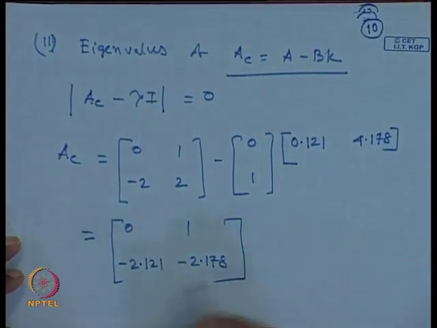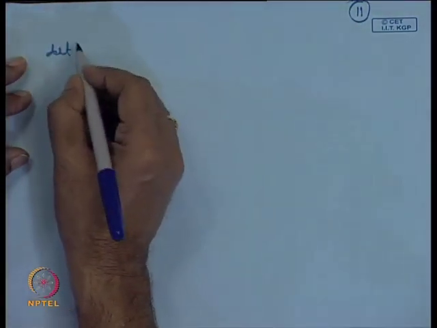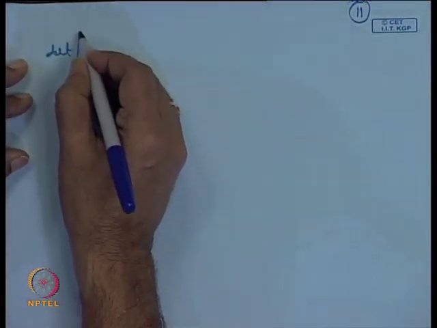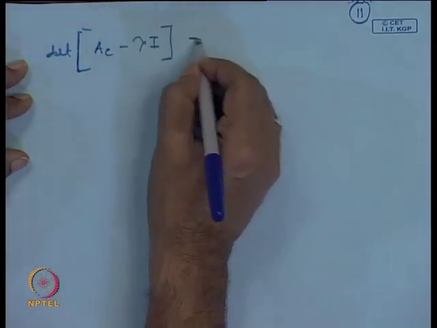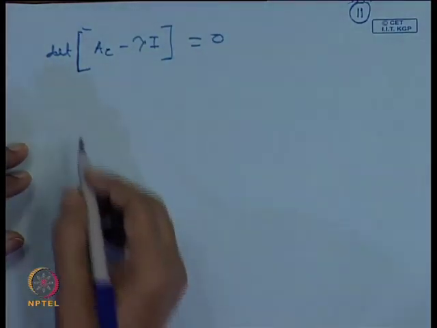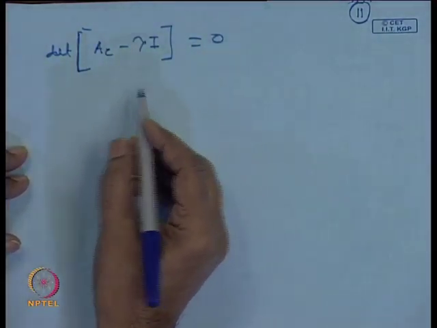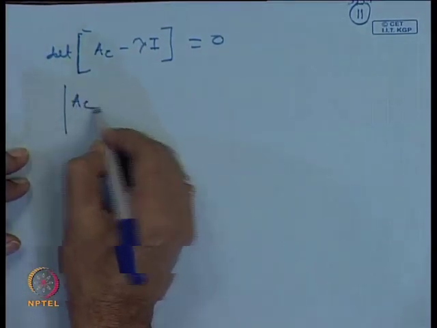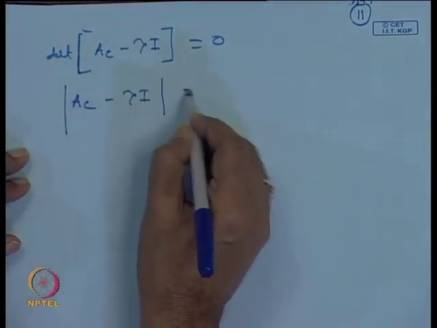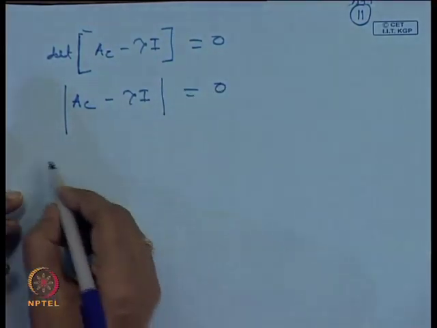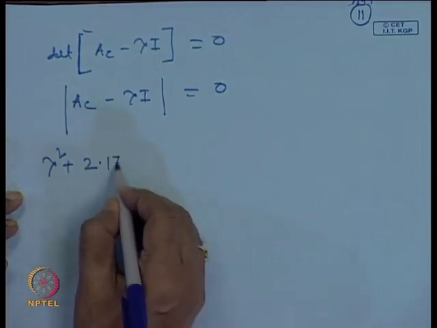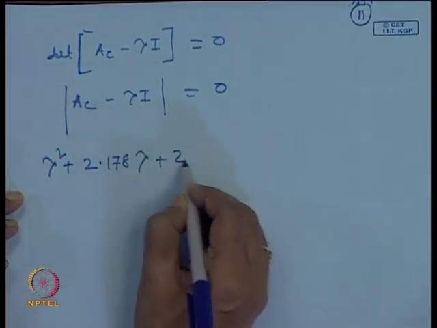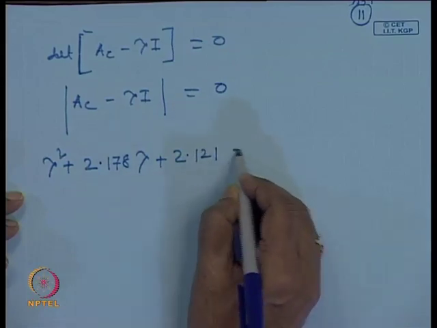So, the eigenvalues of this one, how will you find out? The determinant of matrix A c minus lambda I is equal to 0. I leave this one as an exercise. If you do this, you will get lambda square plus 2 times 0.178 lambda plus 2.121 is equal to 0.